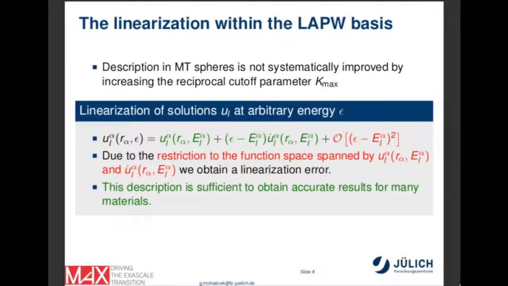So let's have another look at the LAPW basis, at another aspect, and this is the linearization. We saw that there is this K-max cutoff parameter that you can use to systematically extend the basis, at least in the interstitial. But of course, in the Muffin-Tin spheres, you have this u and u dot, and nothing beyond this. If you want to express some function at an arbitrary energy epsilon, you write it down as some power series, and then higher order terms are missing. Yeah? You get the zeroth and first order term, this is a linearized description, but the quadratic term is not there.